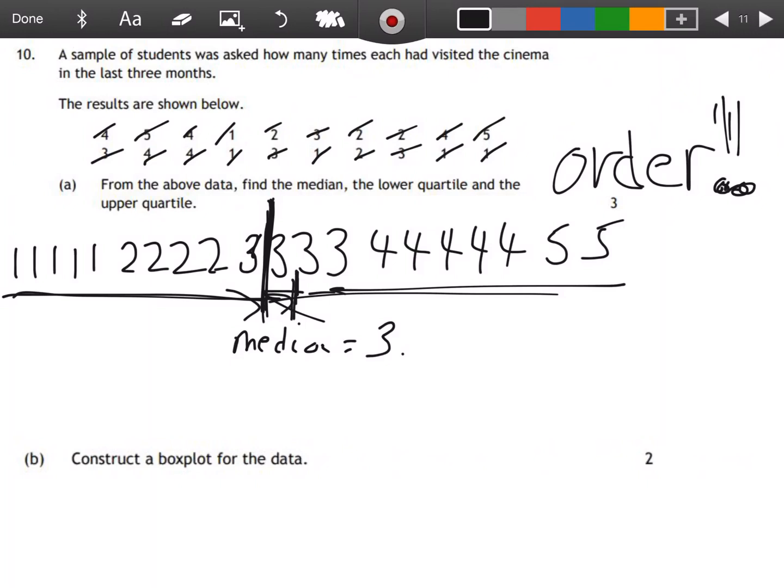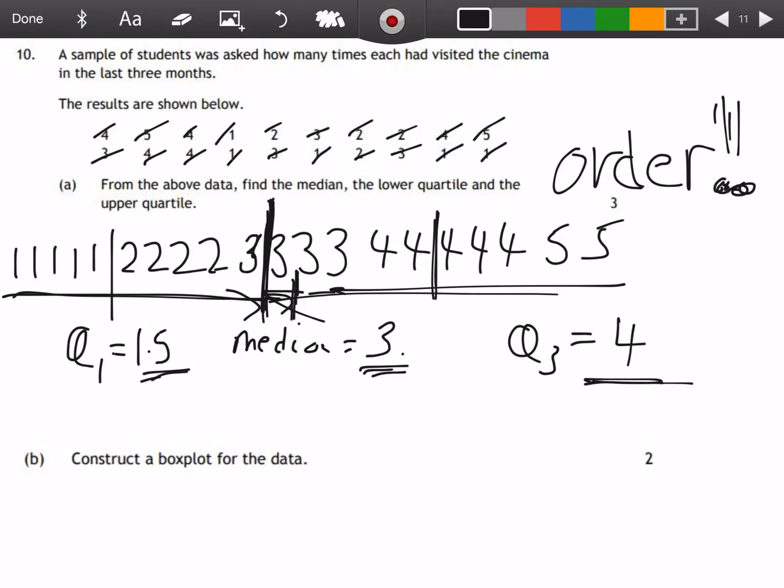Now we're going to get our lower quartile. We've got 10 numbers. 1, 2, 3, 4, 5. Lower quartile, you don't need to write Q1, you can just write what the number is. Halfway between 1 and 2, 1.5. And our Q3, upper quartile, it doesn't matter what you call it. 1, 2, 3, 4, 5. It's between 4 and 4, so it's 4. So that's part 1 done. Just double check: median, lower and upper quartile. That's it done.